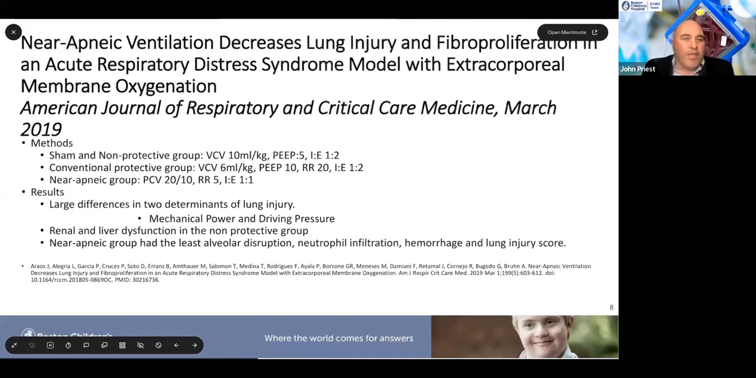was non-significant. The near apneic group had the least alveolar disruption, neutrophil infiltration, hemorrhage, and lung injury score. Limitations of the study. The FiO2 was set at 100% throughout the study. And again, what's really important is this is a 24-hour study, and similar to ECMO data or ELSO data, you get 24-hour data with that group as well.